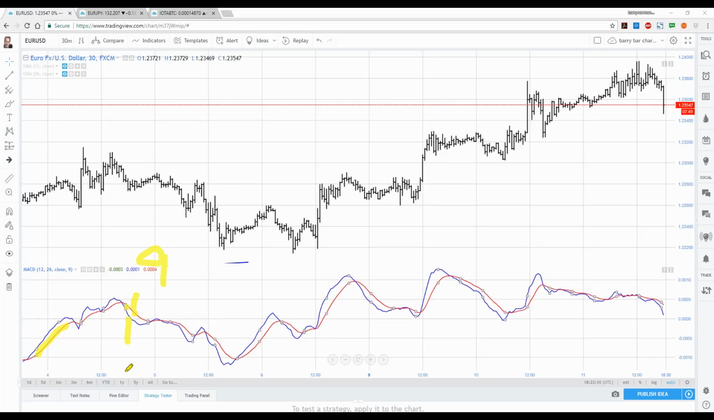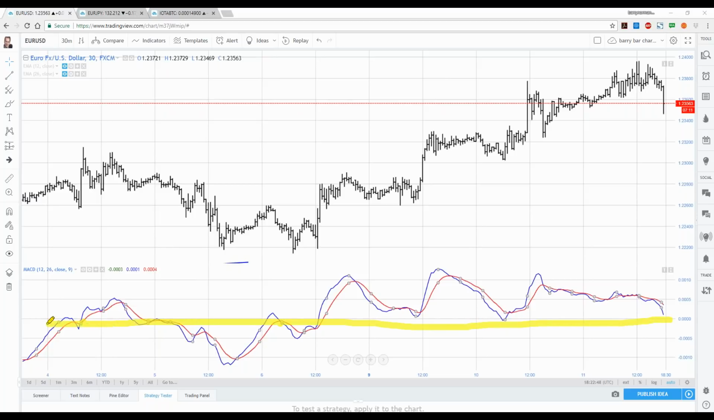So you start with a 12 and a 26 period, and then you add on a 9-period moving average of the difference, and that is placed on as what is called the signal or the trigger line on the bottom chart. Now, once again, when the signal line crosses over the MACD line, guess what? It always crosses at 0.